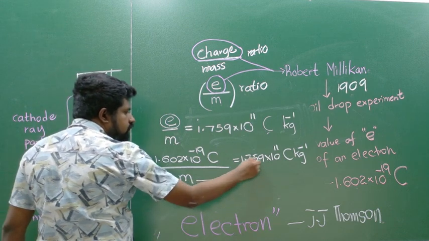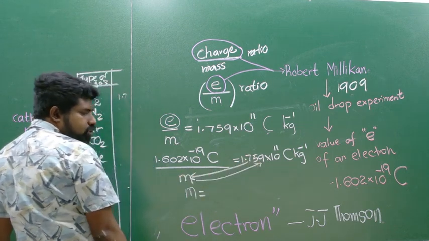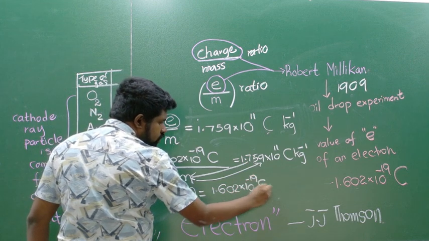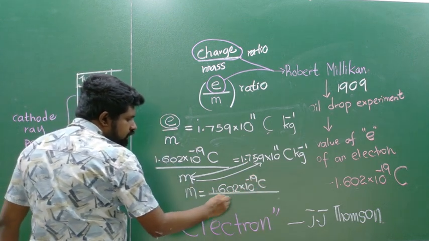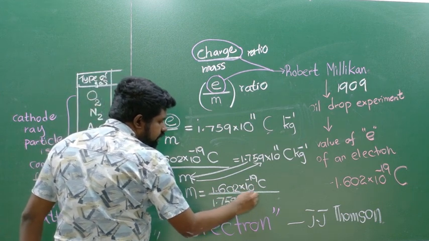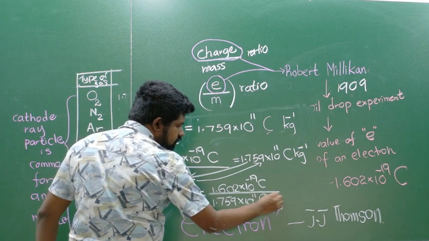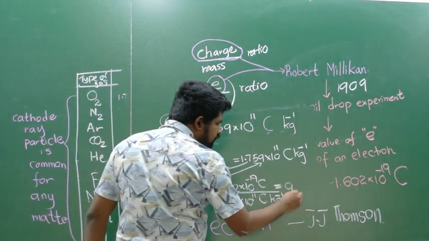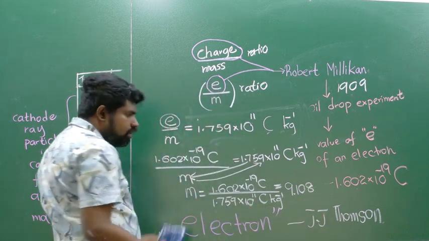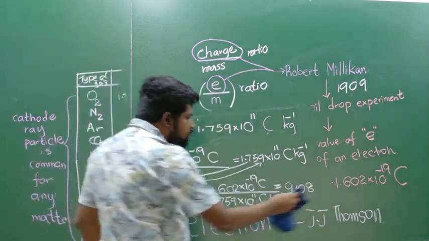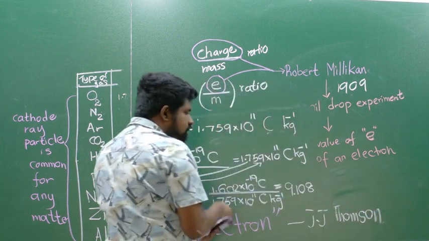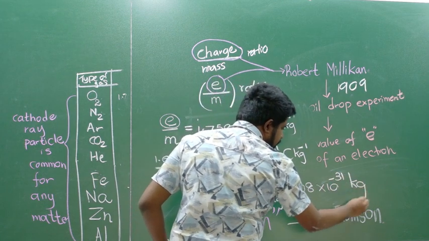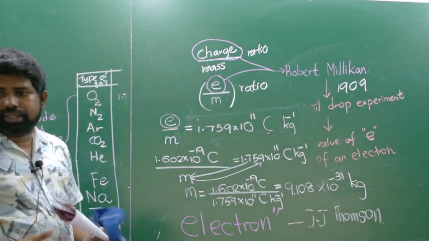So, you can change the 2 positions, then you get 1.602 times 10 to the power minus 19 coulomb divided by 1.759 times 10 to the power 11 coulombs per kilogram. By simplifying this, you will get the value 9.108 times 10 to the power minus 31 kilograms. This is the value of the mass of an electron.